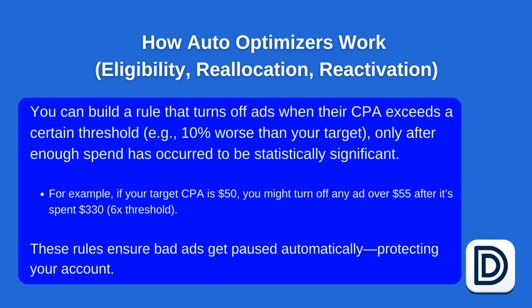Okay. Remember that you can build a rule that turns off ads when their CPA exceeds a certain threshold, perhaps 10% worse than your target, only after enough spend has occurred to be statistically significant. For example, if your target CPA is $50, you might turn off any ad that's over $55 CPA after it's spent 6 times that amount, say $330. These rules ensure that bad ads get paused automatically, protecting your account.